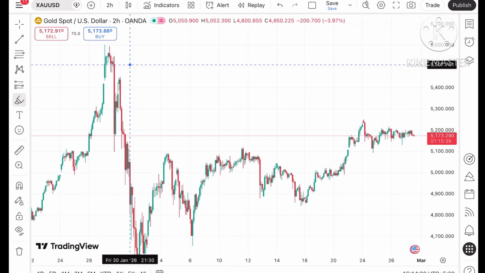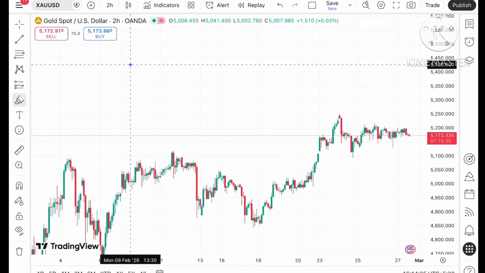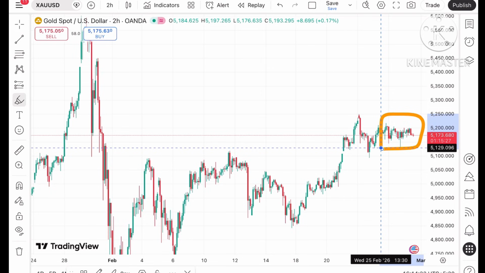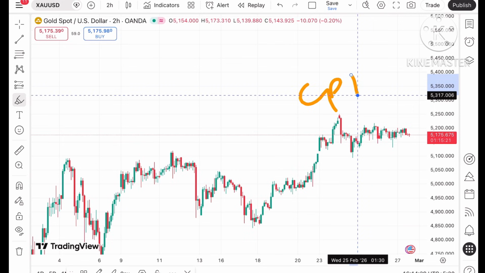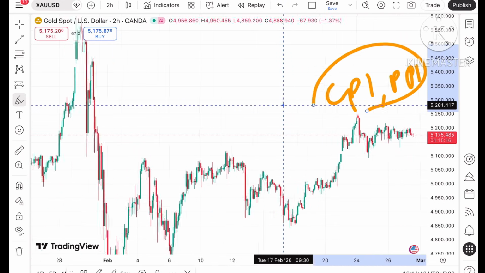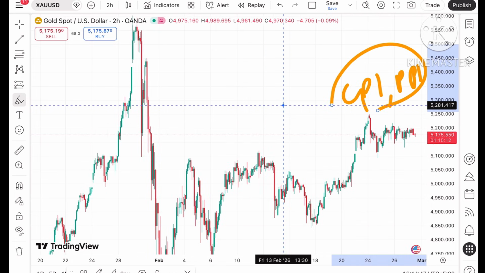Now if you look at this particular trend, the price is currently trading around $5173.35. Today is Friday, so there can be a movement if the price moves out of this particular zone. We have seen that there is CPI and PPI data coming, as well as an expectation of rate cuts, so we can see there can be volatility in the month of March.